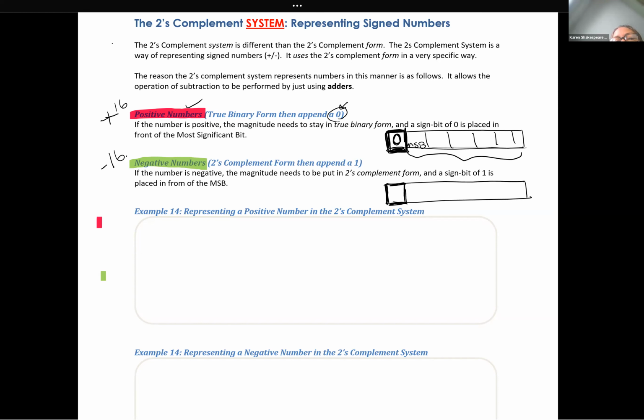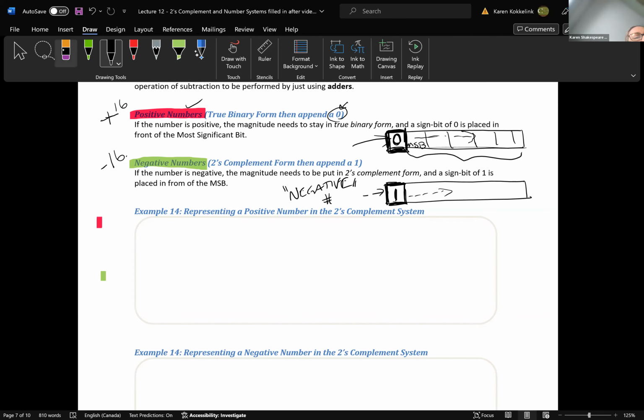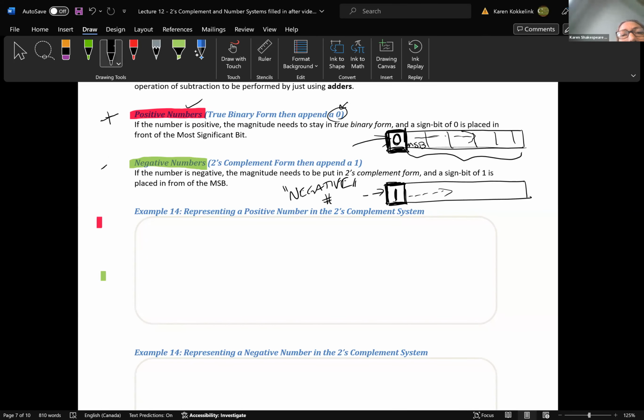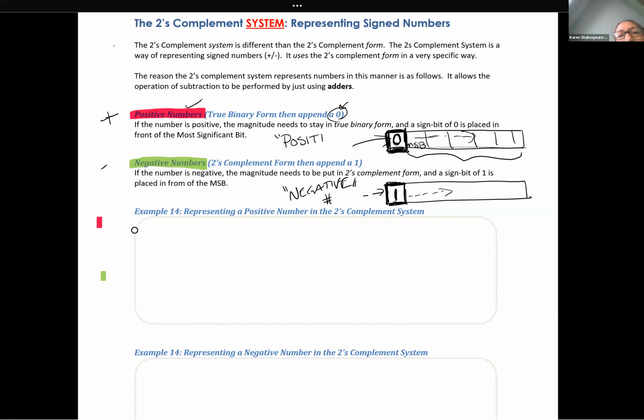But for negative numbers, I'm going to append a 1. So the system is going to append a 1 here. And this 1 basically says, hi, this is a negative number. What you're about to read is a negative number. What number is it? I haven't talked about that yet. And when your computer sees a number starting with a 0, it says, hey, I have a positive number coming to you.